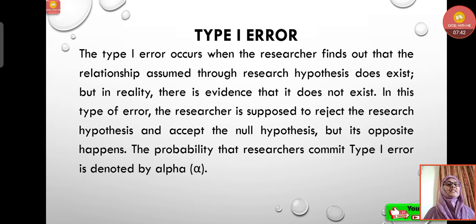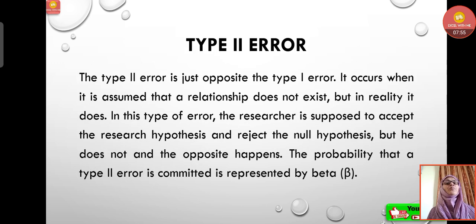So what happens in type 1 error? We reject when it is true. Whatever hypothesis we have made, when it is true, we are rejecting it. That means that is type 1 error.